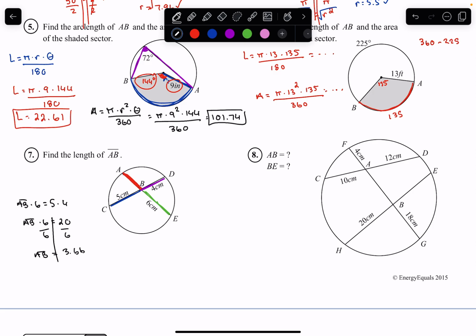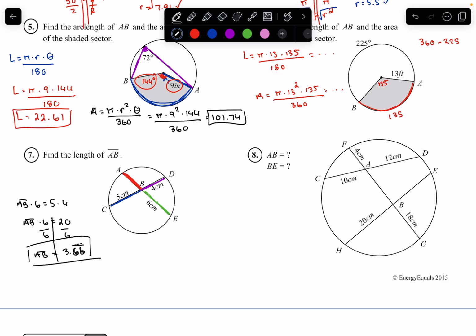3.666, repeating forever, something like that. Yeah, that sounds right. 3.6. Oh, that's all it wanted for this one. So there's my answer. Whoa, circle. There we go. 3.66 is the length of that little AB piece.